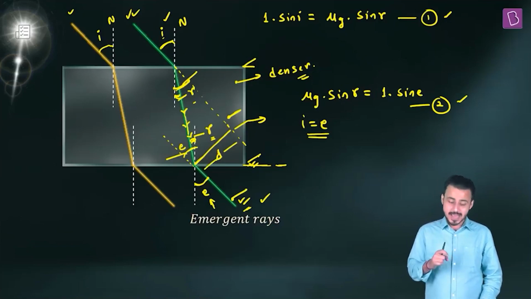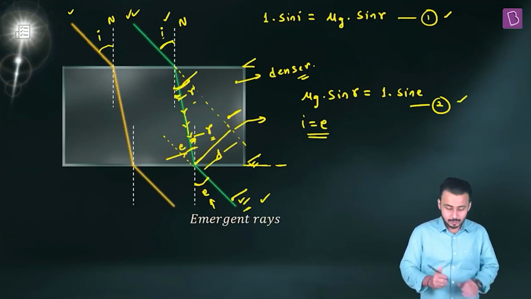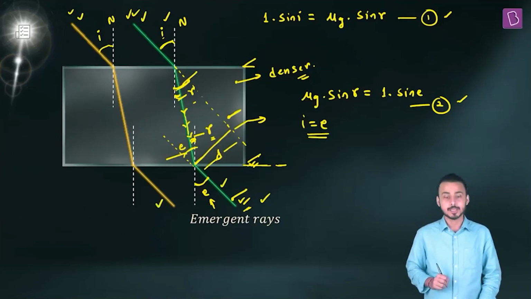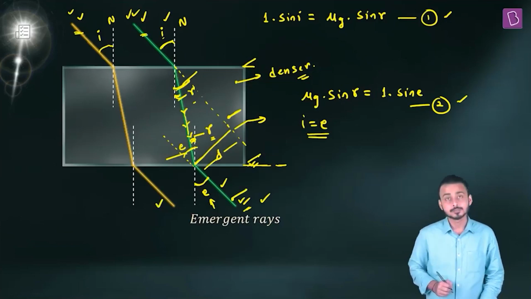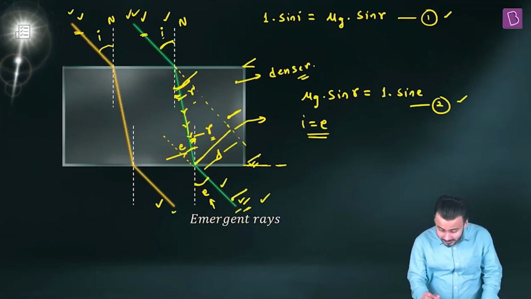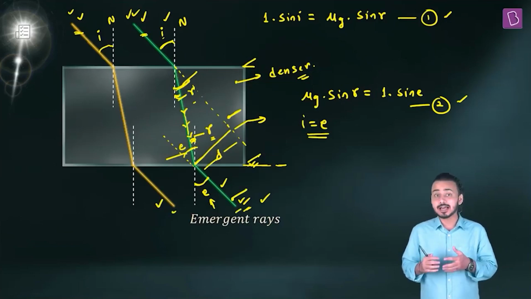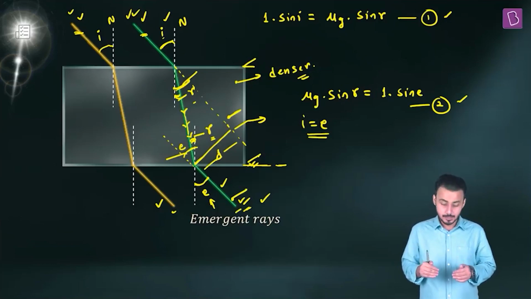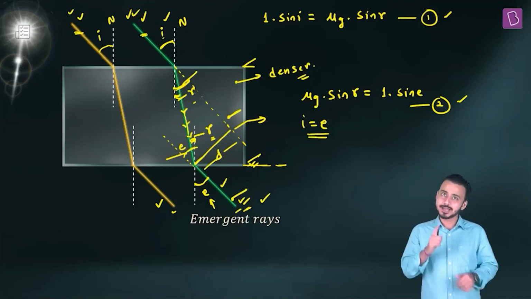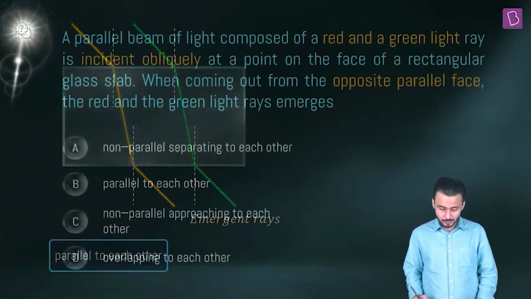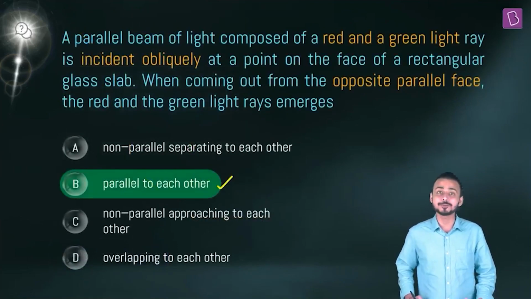But one thing you should note down: for this particular slab, the incident ray for any color and the emergent ray are parallel. So this is parallel to this, and the two incident rays of two different colors are parallel to each other. That's why the emergent rays are also parallel to each other. So the rays emerging from the second surface of the slab for the two colors will be parallel to each other. So the answer in this case will be parallel to each other, right? Let's look into the options. Option B will be the correct option in this case.